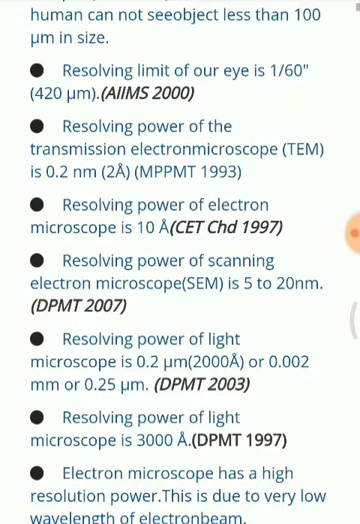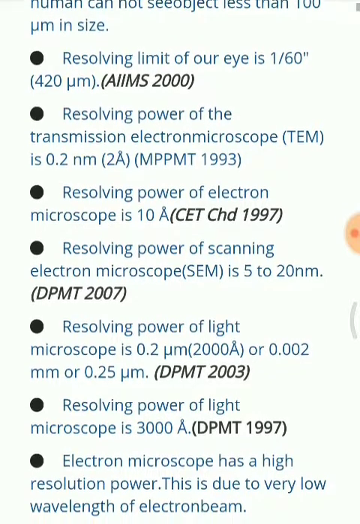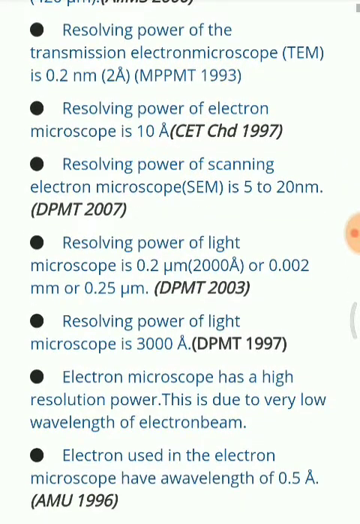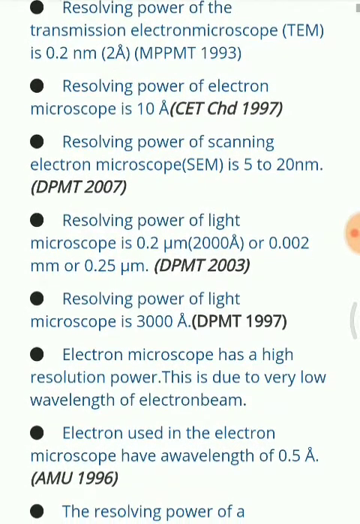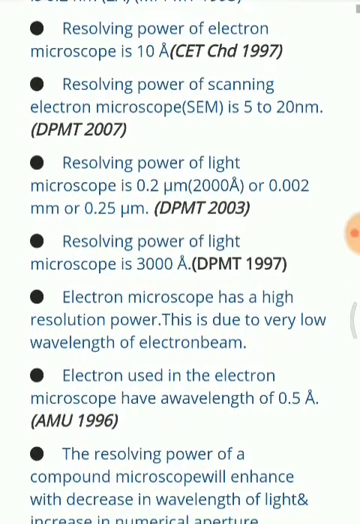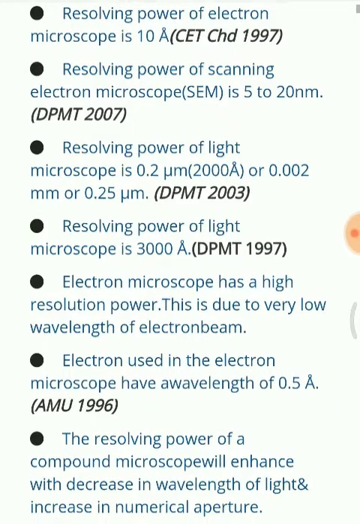The resolving power of the transmission electron microscope is 0.2 nanometer, 2 angstrom. The resolving power of the electron microscope is 10 angstrom. The resolving power of the scanning electron microscope, SEM, is 5 to 10 nanometer. The resolving power of the light microscope is 0.2 micrometer or 0.002 millimeters or 0.25 micrometers. The resolving power of the light microscope is 3000 angstrom.